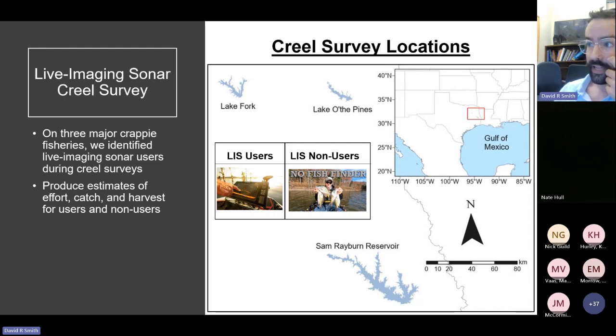But we also asked, did you use live imaging sonar during your fishing trip? And that allowed us to subset into live imaging sonar users and live imaging sonar non-users, which includes anglers that didn't use any electronics during their fishing trip, or anglers that used more traditional angling sonar or downscan or side scan sonar without the use of live imaging sonar.